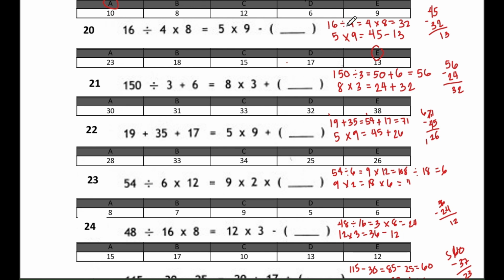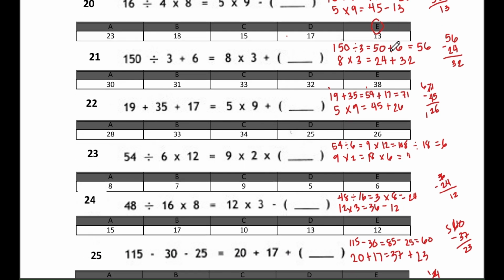First, we divide 16 by 4, which equals 4. Then, we multiply 4 by 8, which gives us 32. On the other side, we multiply 5 times 9, which equals 45. To find the missing number, we need to figure out what we need to subtract from 45 to get 32, which is 13. So the missing number is 13.